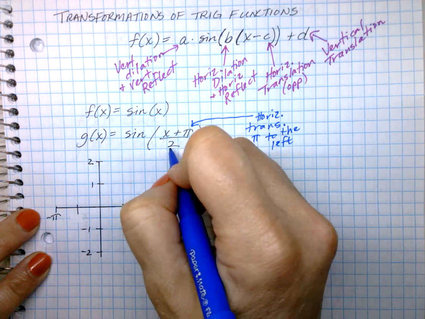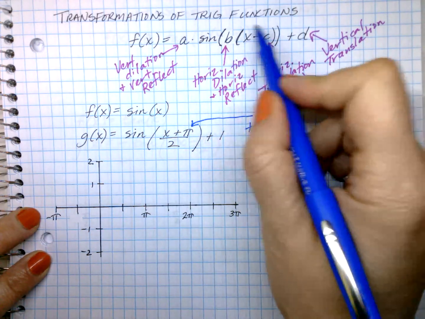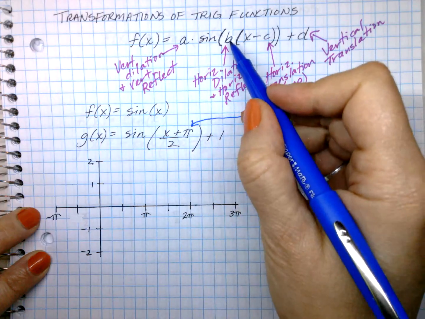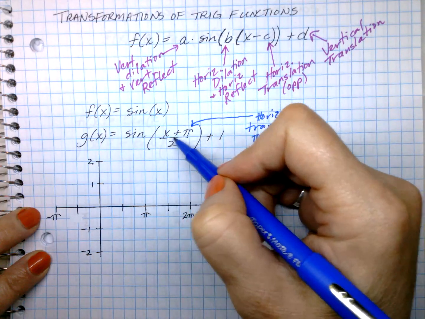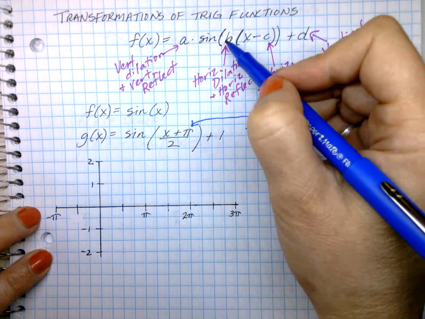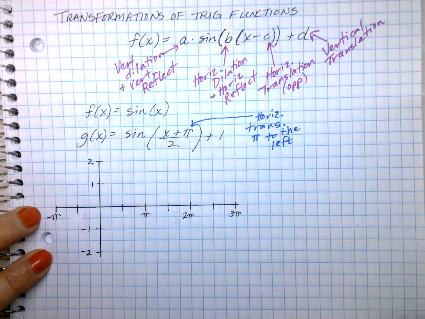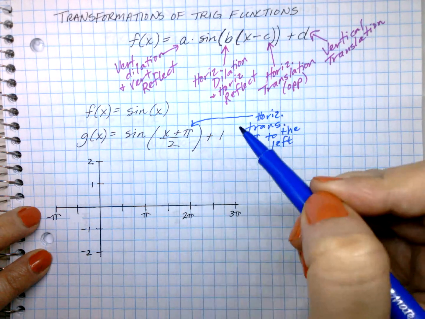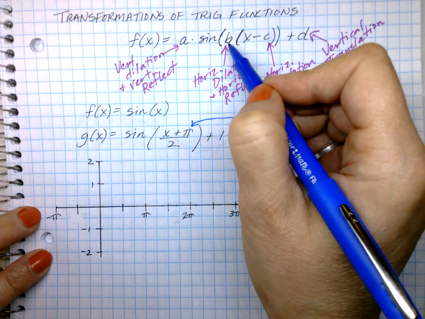Now, I've got this divide by 2 in here, and you might be saying, well, there's no divide by 2 up above. But think about how this is equivalent to what we see up above. Dividing this whole statement right here, x plus pi divided by 2, would be like having a 1/2 out front in this b spot. So we're really multiplying that whole inner expression by 1/2. And that means that the b value is 1/2.